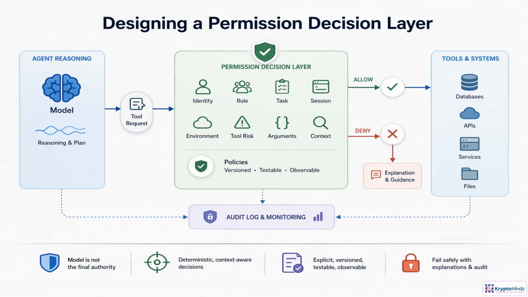A safe agent treats tool use as a request, not a right. The model can reason, plan, and propose an action, but a separate permission layer makes the authorization decision. That layer checks the user, role, task, session state, environment, tool risk, and exact arguments being passed. If policy allows it, the action proceeds to the tool or API. If not, it fails closed, returns useful guidance, and records an audit event. Keep these policies explicit, versioned, testable, and observable, so decisions are consistent and debuggable.